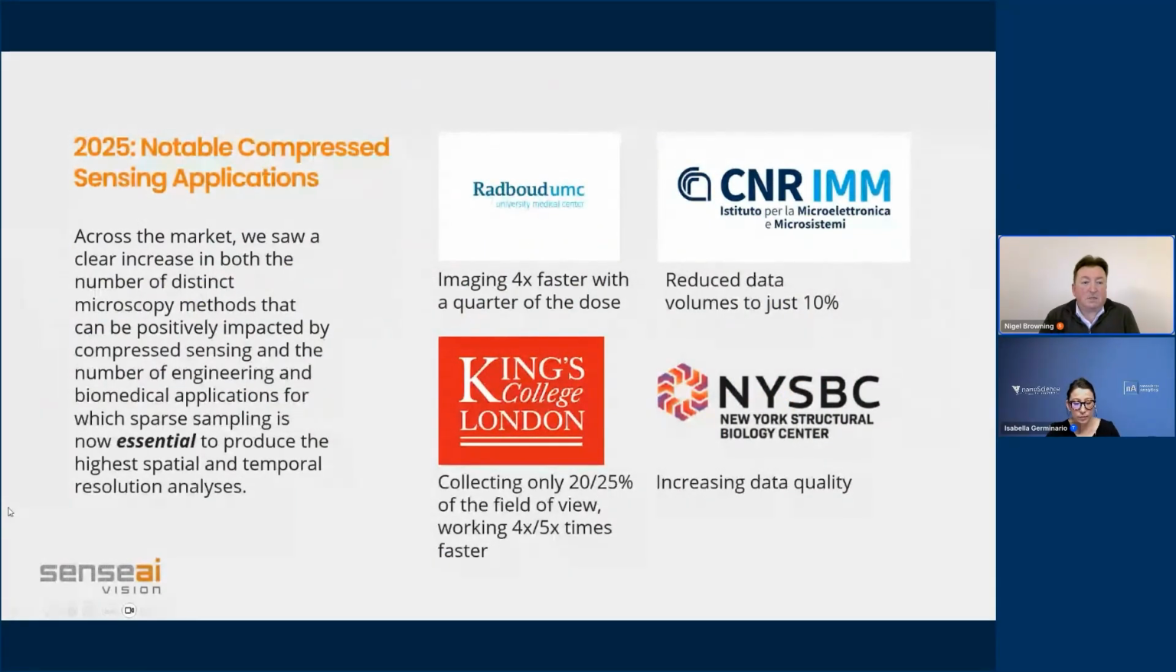So in the last year, there have been some notable applications, and these are people that have talked with Sensei about doing compressed sensing. And they're all really going for all of the three things that I talked about in the previous slide. In the case of Radboud, we're talking about going 4 times faster, a quarter the dose, getting volume EM results, getting in situ TEM microscopy data to come out. CNR IMM are looking at doing 4D STEM data with 10% of the data acquisition and still getting all the information to come through in that process.